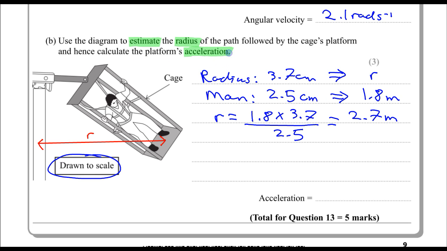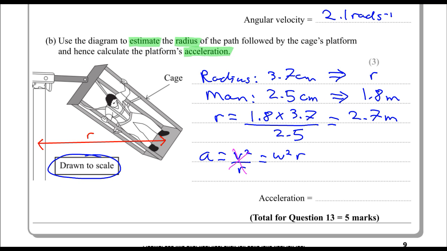Then we can look at calculating the acceleration. Centripetal acceleration is given by two expressions. We have got v squared over r, and we also have omega squared r. But in this case, we don't know the velocity, so we don't really want to use that one.